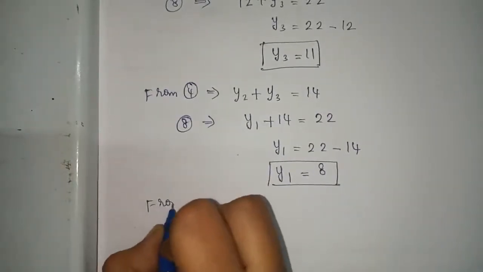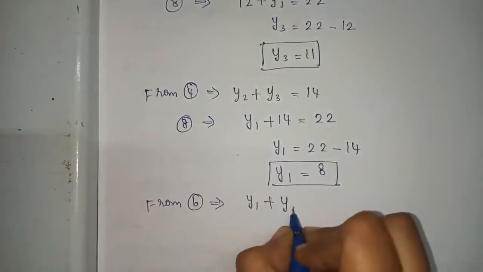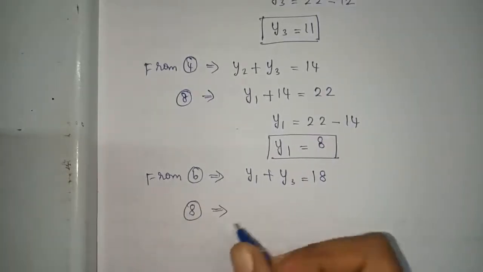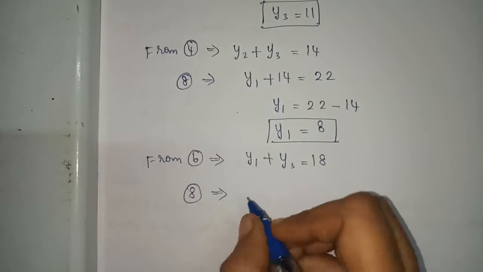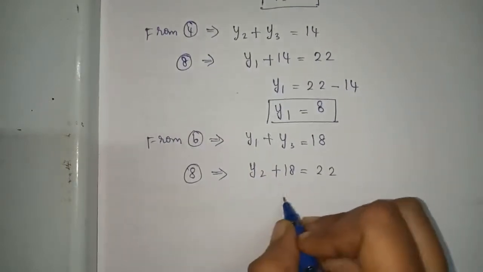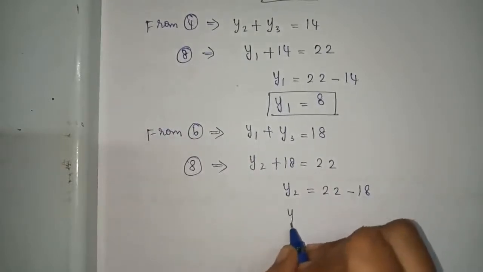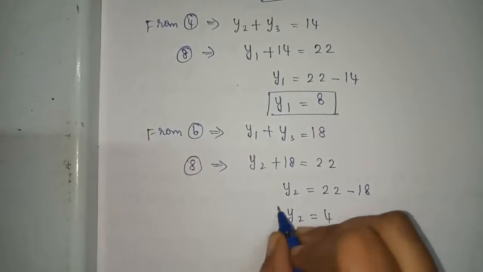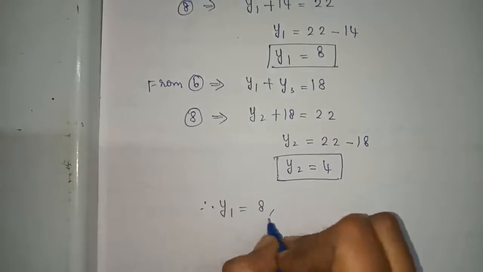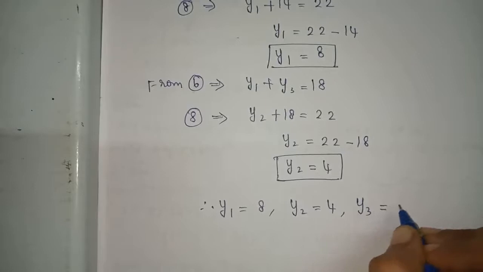From the sixth equation, y1 plus y3 is equal to 18. So equation 8 implies, substituting the values in equation 8, y2 plus 18 is equal to 22. y2 is equal to 22 minus 18. The value of y2 is equal to 4. Now we find the value of y1 is equal to 8, y2 is equal to 4 and y3 is equal to 11.